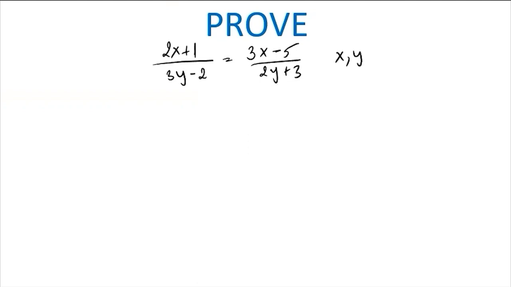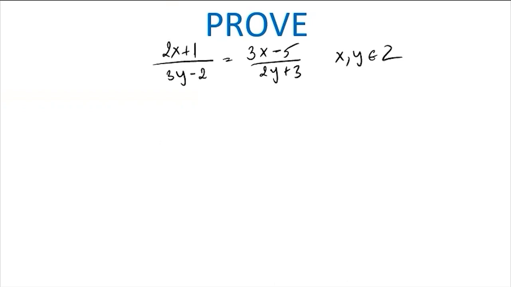Today we are going to prove that (2x + 1)/(3y − 2) equals (3x − 5)/(2y + 3). How are we going to prove that? By finding x and y integer values.